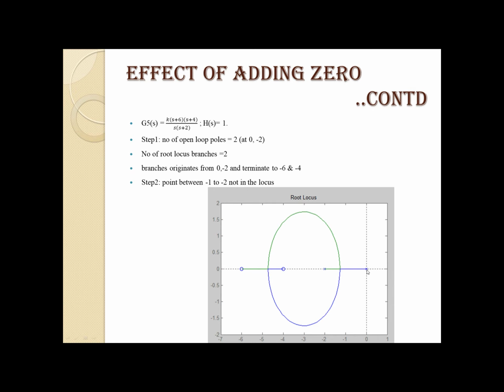So for this pole and this pole, that is 0 and -2, this is the breakaway point, and from the breakaway point it goes to the break-in point and then goes to the zero. So one starts from the -2 location, follows this path and then terminates at the zero, and another one starts from 0, the open loop pole location, and from this breakaway point it goes to the break-in point and then terminates at -4, that is the other zero location.